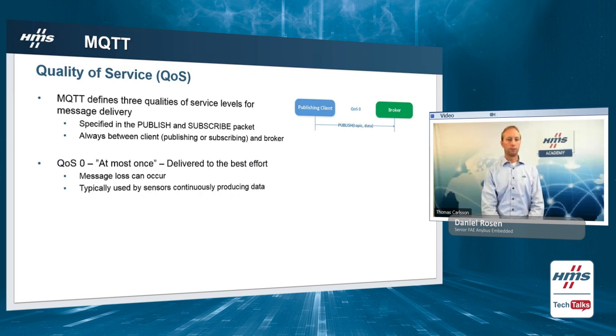So level zero, this will make sure that the message is delivered with best effort. There might be message losses, but in some cases, for some applications, it doesn't really matter if all values reach their target. For example, if you have a temperature sensor or something with a cyclic update, then it will be sent out cyclically, and there will always be some messages that will reach their target. So this is QoS 0. It's published in one direction, and there is no acknowledge to that message.